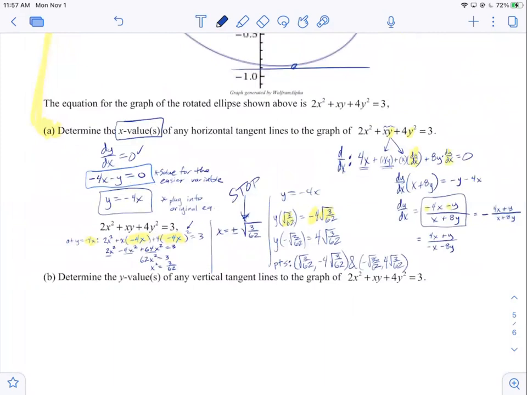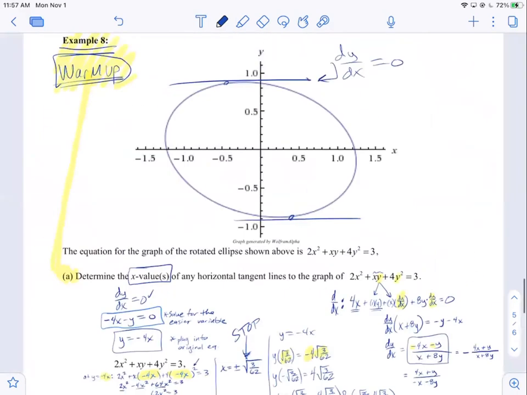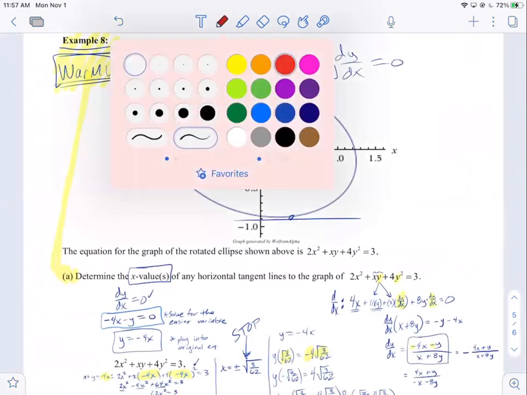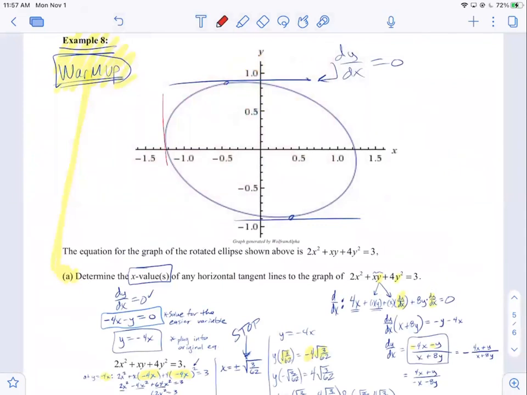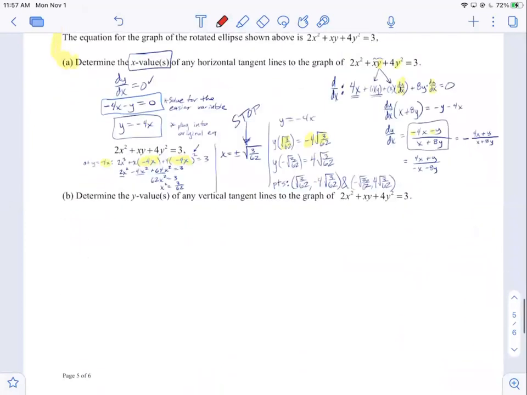A lot of algebra, right? Here's what I want you to do. Kind of a similar idea now. Determine the y values for the vertical tangents. You are going to have 2 of them. You can actually see on the graph, you're going to have one there and one there. They should be symmetrical again. But use part A as a guide and go ahead and do part B on your own.